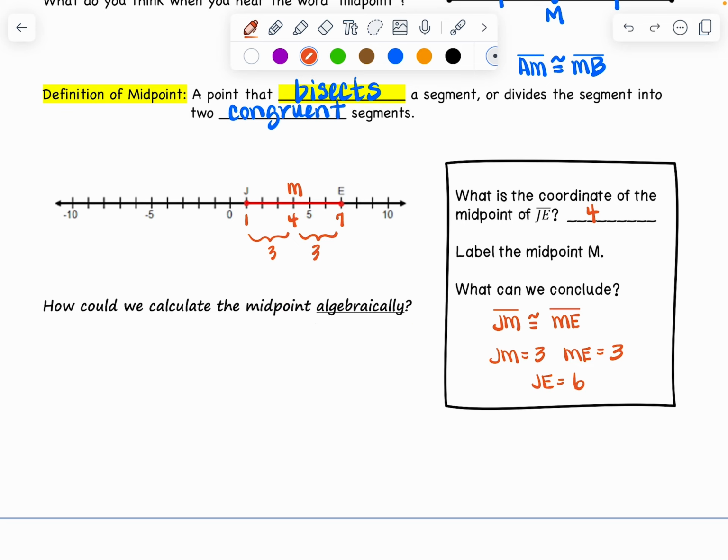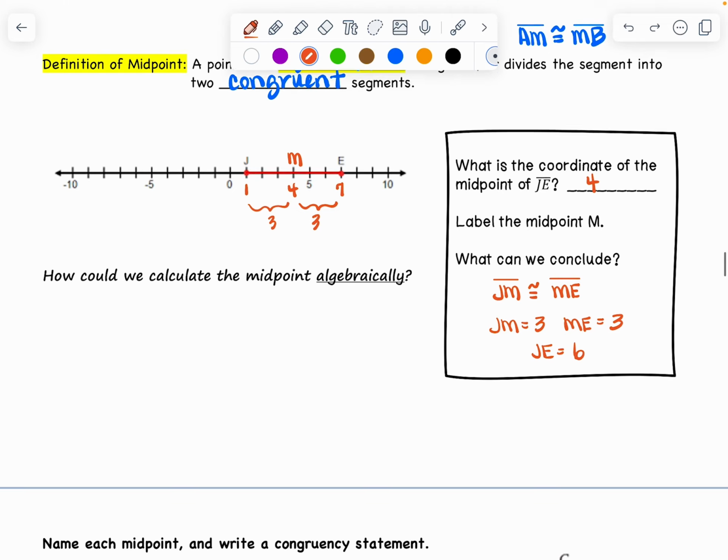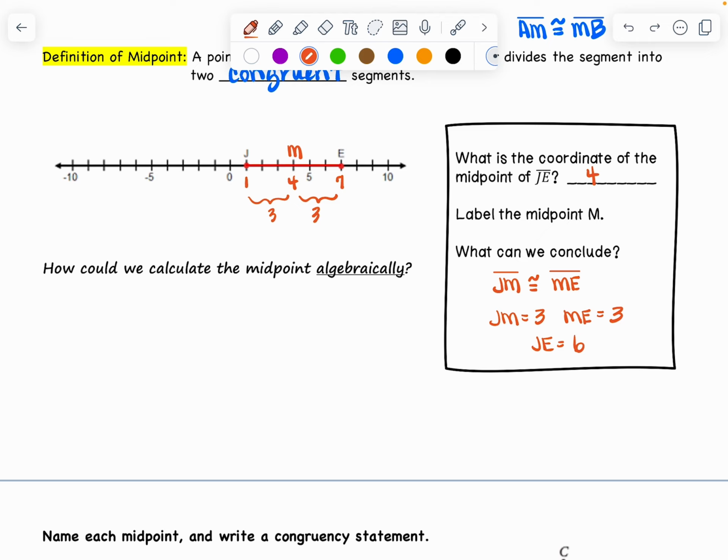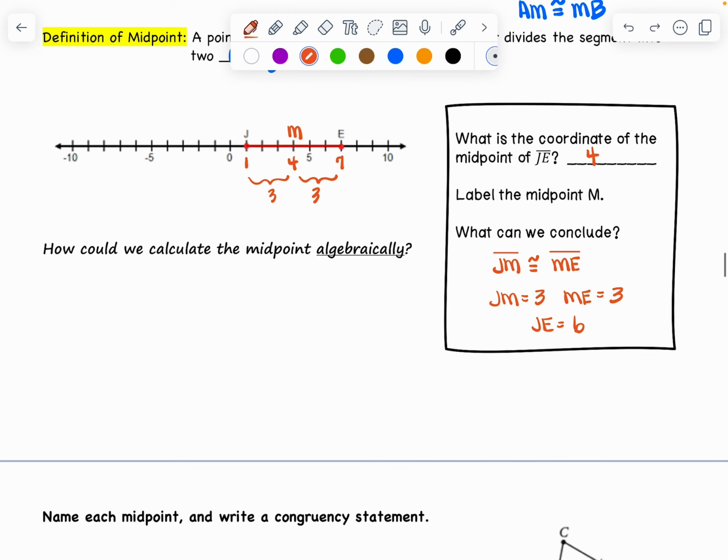We'll talk a lot more about this tomorrow. But sometimes we don't have number lines, or maybe we have really big numbers or negative numbers or decimal numbers. So we want to make sure that we can also put a math formula to it, just in case we don't actually have a friendly number line for us, right?